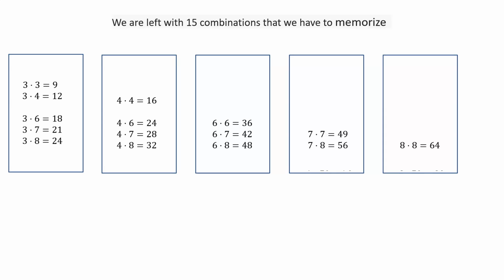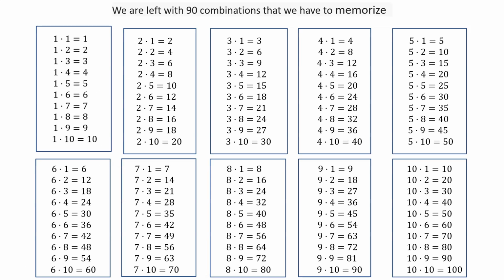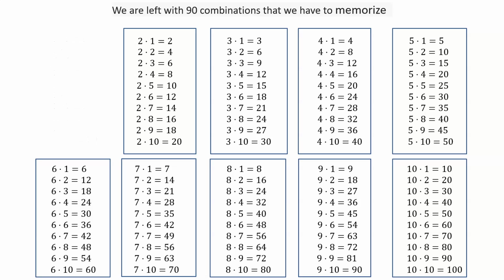So let's get started. The first technique, which most people know and can already do, is that when we multiply a number by 1, the answer or the product becomes the same number. Here we see that 1 times 1 is equal to 1, 1 times 5 is equal to 5, 1 times 9 is equal to 9, and so on. This means that we can eliminate 10 combinations that we do not need to memorize. With this, we are left with 90 combinations that must be memorized.